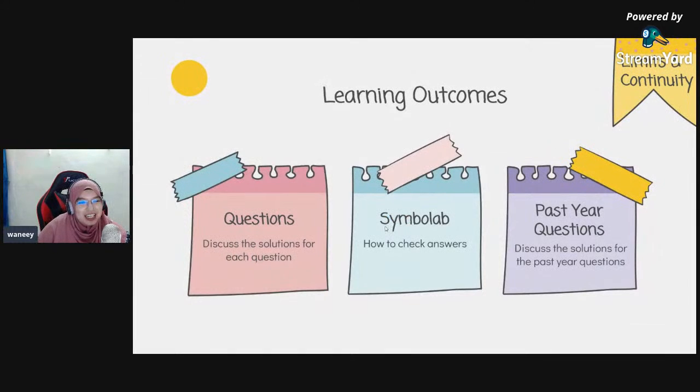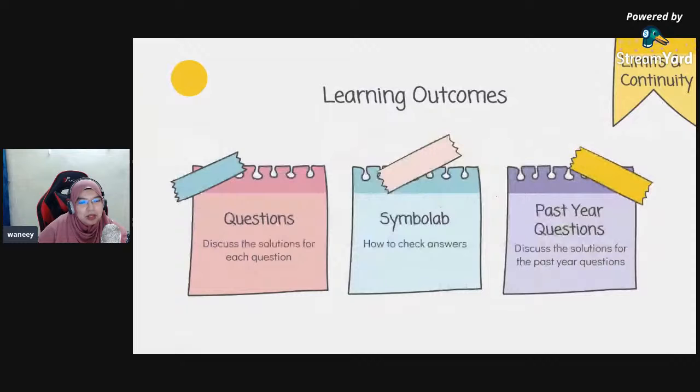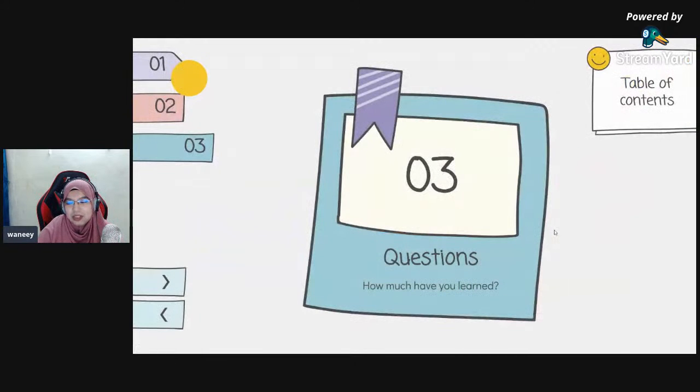And then we're going to learn how to use the Symbolab. So kita akan belajar macam mana nak guna Symbolab untuk check answer. And then this is most requested, I think, past year questions. So ada certain dia nak tengok macam mana kita buat past year questions. So I'm going to discuss the solution for the past year questions as well. Okay, so let's go to the question.